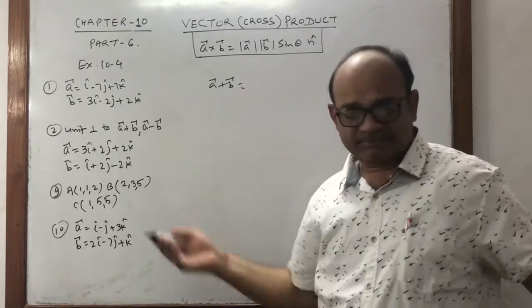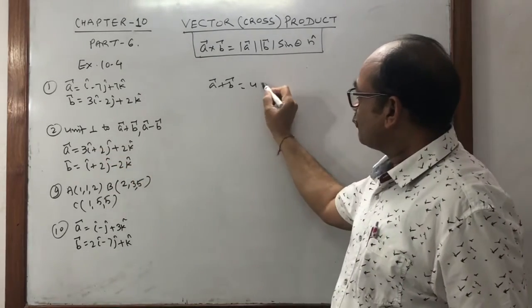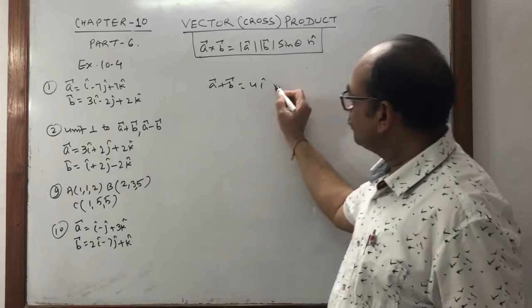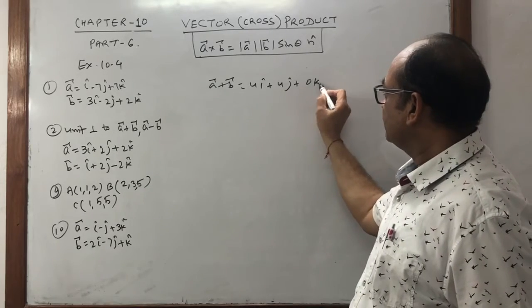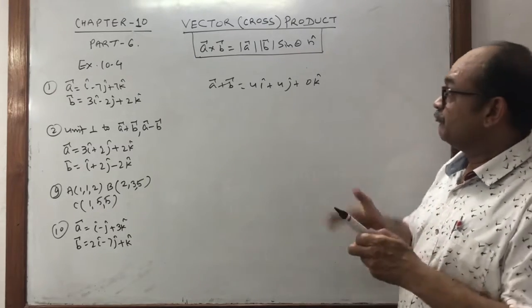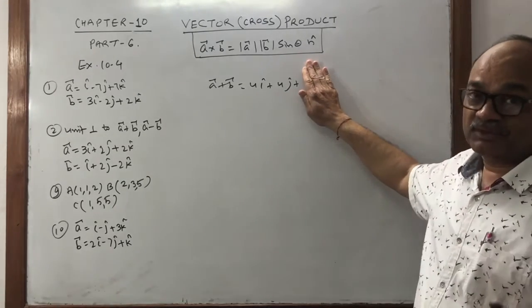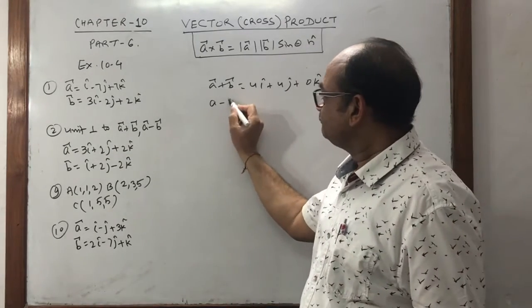A plus B means simple addition of two vectors. You know very well: 3 and 1 for I, 2 and 2 for J, and 2 and 2, 0K. Always write 0. Don't forget to write something with K, otherwise maybe some problem in calculation work. Okay, so write 0K.